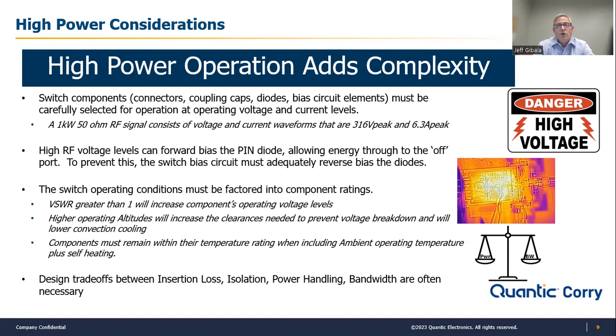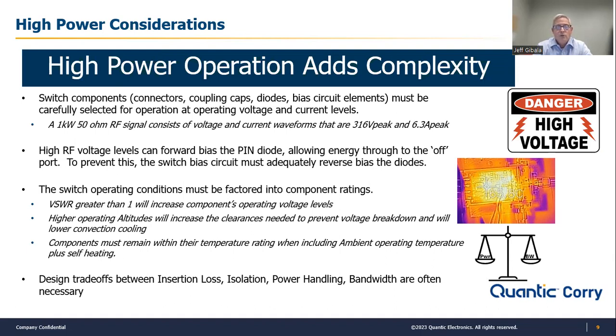Now, with these higher RF voltage levels, they can actually act to bias the pin diode, which would allow the energy to flow through the off port. So to prevent this, the bias circuitry must adequately reverse bias the diodes. And that could require your bias circuit to work at hundreds of volts, and all of its components have to withstand these voltages. The switch operating conditions come into play. They have to be factored into the component rating.